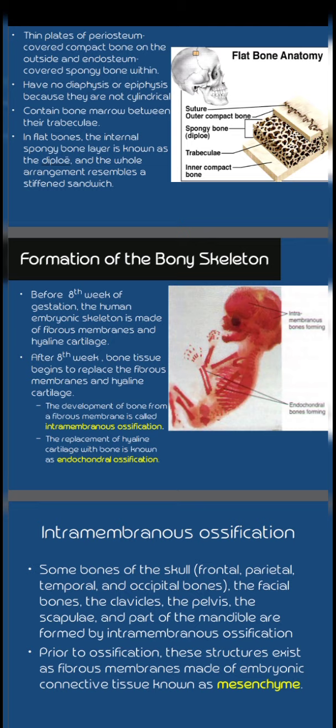Okay, now let's discuss some embryology of the skeleton. How does the skeleton come into place? The skeleton is formed before the 8th week of gestation in the uterus. The human embryonic skeleton is made up of fibrous membranes and hyaline cartilage. Hyaline cartilage then goes on to form the long bones, and fibrous membranes form the flat bones, irregular bones, and short bones.